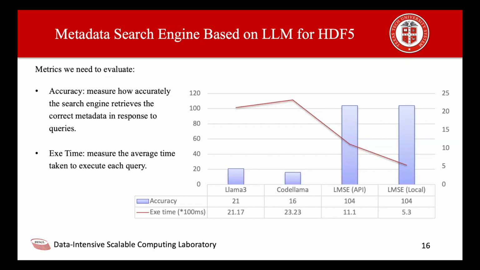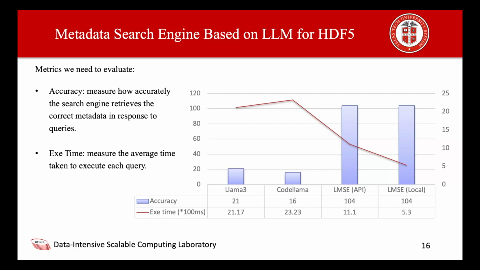We have two different versions of our metadata search engine. The API version is built on the GPT 3.5 API, and the local version is built on local Llama 3. We issued 107 queries, and then we checked the results manually.